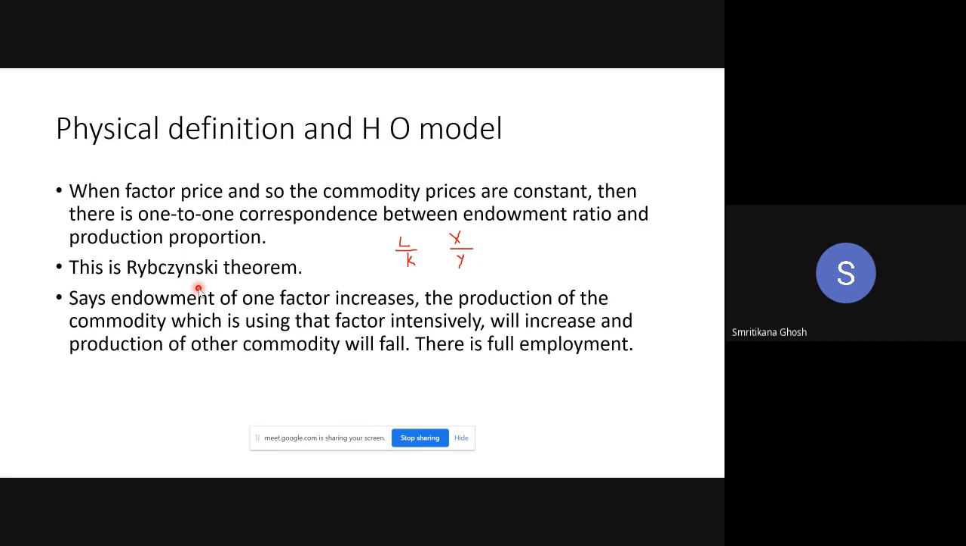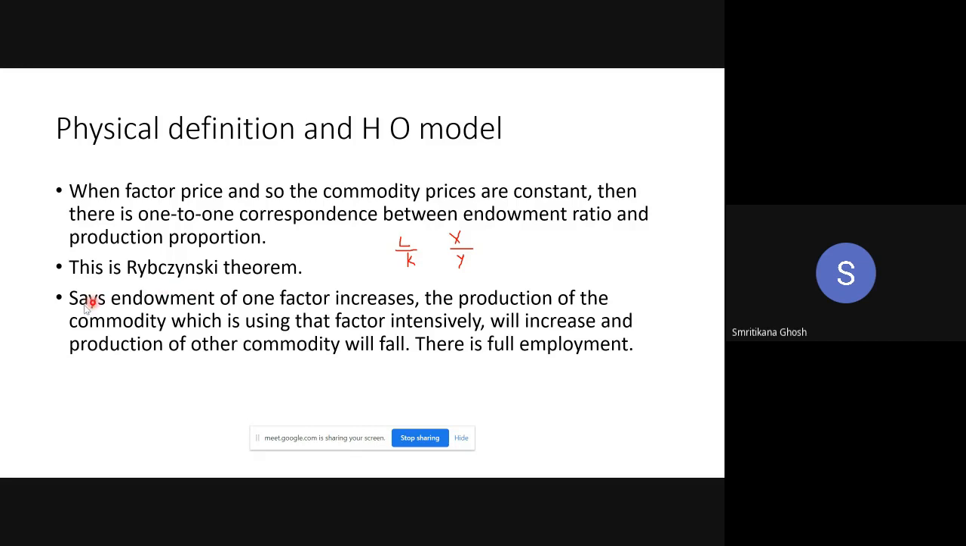The Rybczynski theorem is saying that if the amount of labor in an economy is increased, then the production of the labor intensive commodity will rise, and the production of the capital intensive commodity will fall. There is no change in capital availability. Capital is available as before. There is only an increase in labor availability, but because of that, production of Y, the capital intensive commodity, is falling. So this is the Rybczynski theorem.